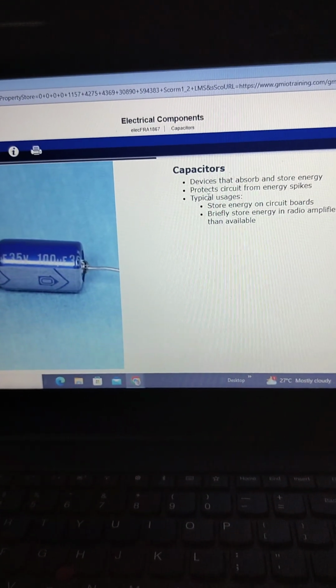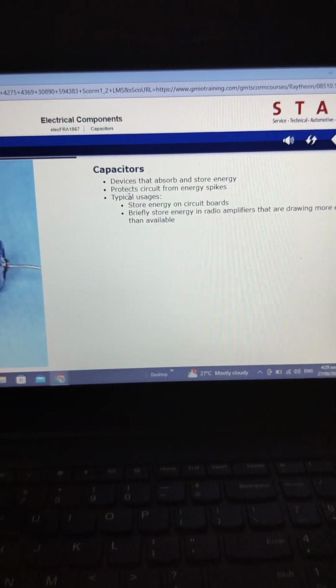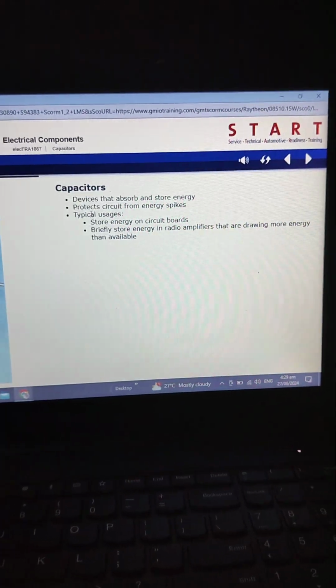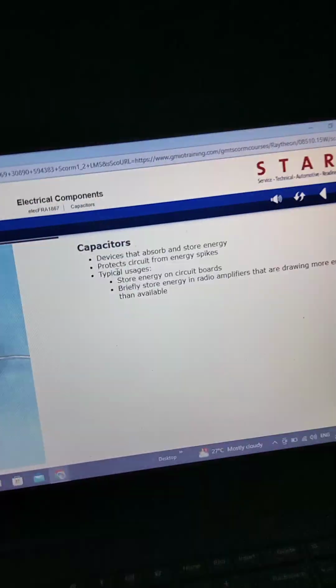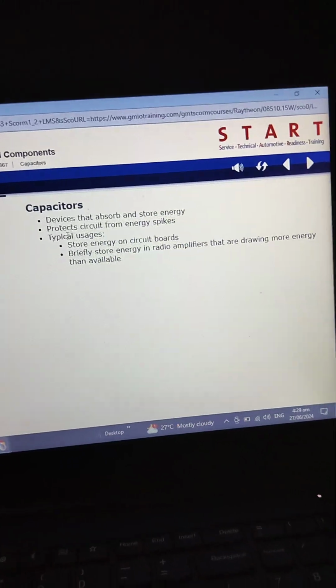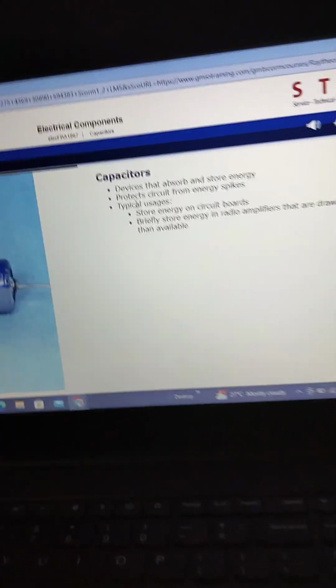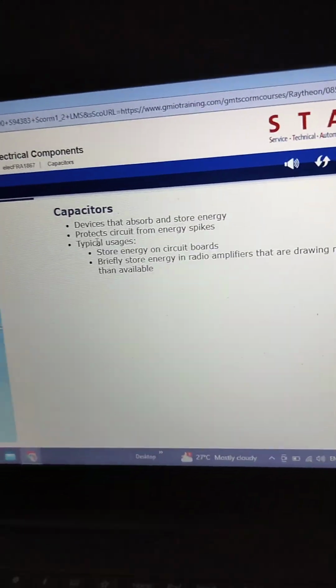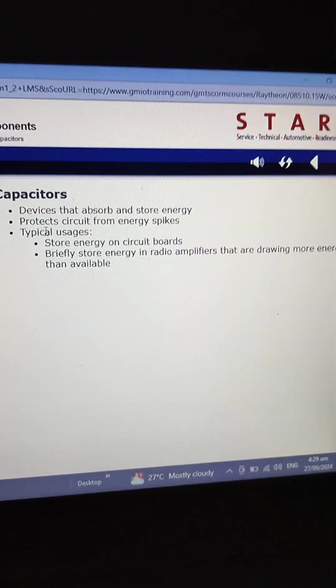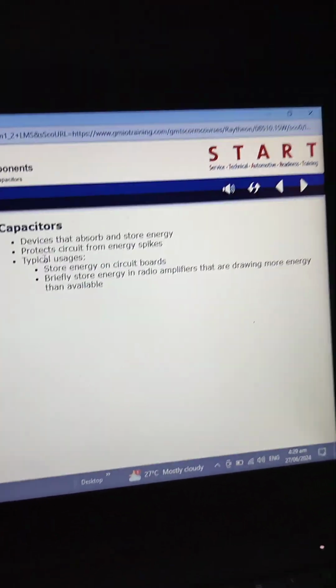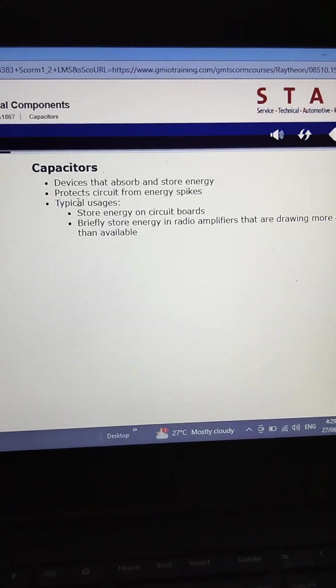Capacitors, also known as condensers, are devices that can absorb and store energy. In the event of a voltage spike, the capacitor will absorb additional energy before it damages the circuit. Capacitors are often used on circuit boards to store energy. In a radio amplifier, capacitors are used to store energy for an instance when the amplifier is drawing more energy than it has available.